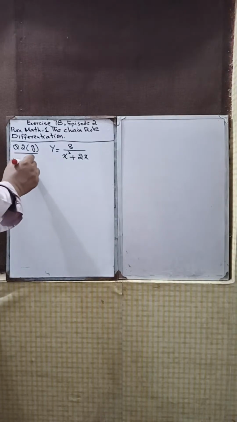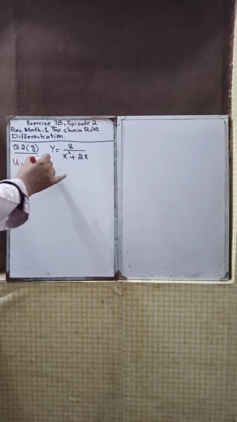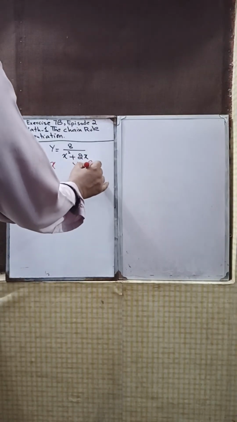Hopefully you are able to see it clearly. We are using the chain rule, and we want to find the derivative of this by the use of the chain rule. The method is very simple. We will suppose that u is equal to x square plus 2x plus 8. So y will become 8 by u.